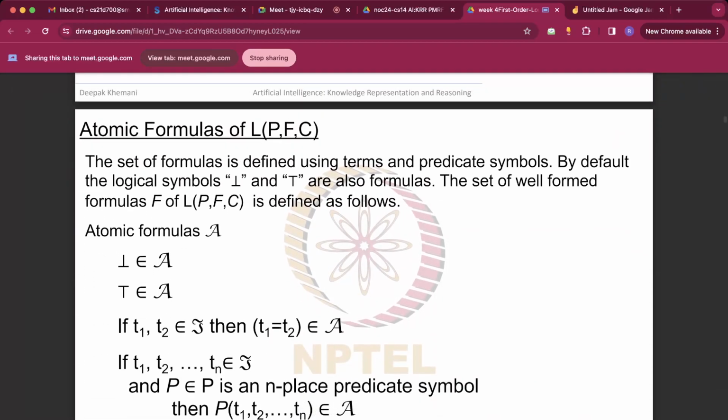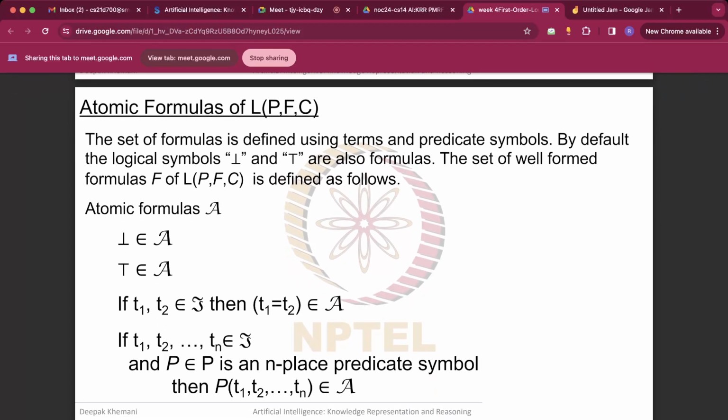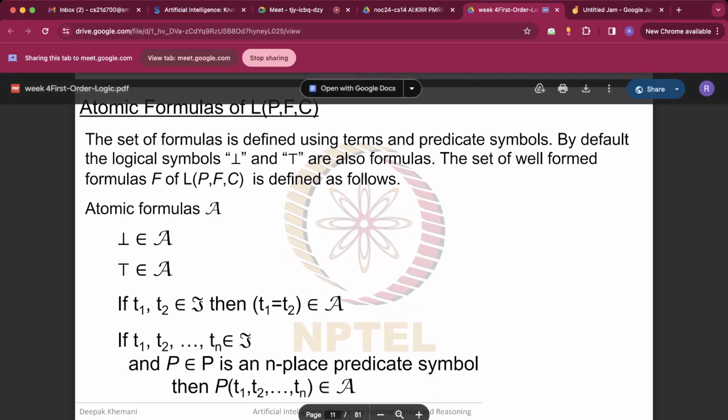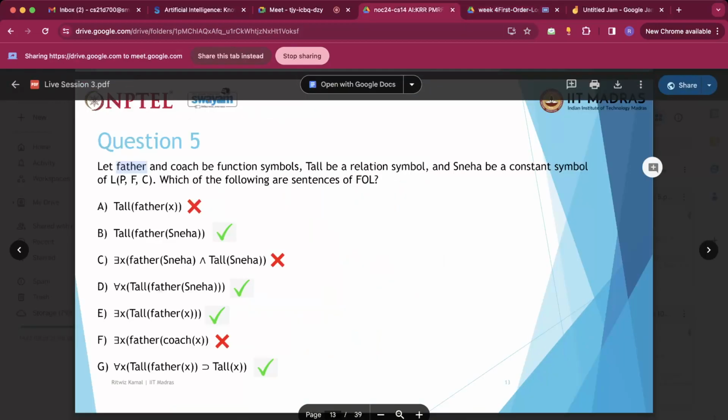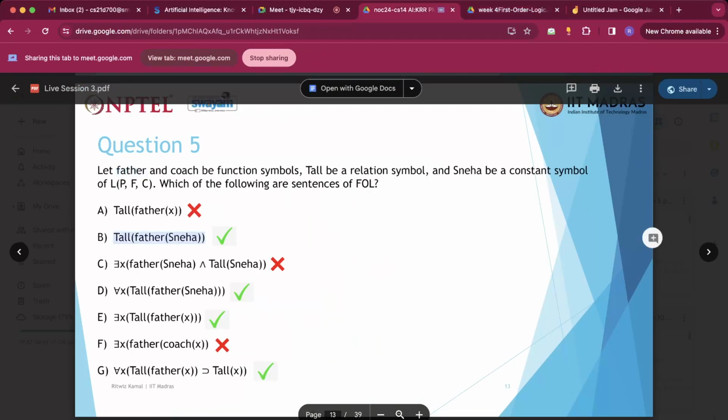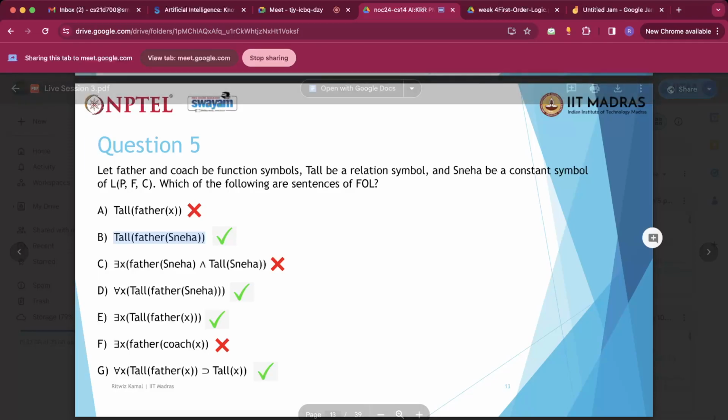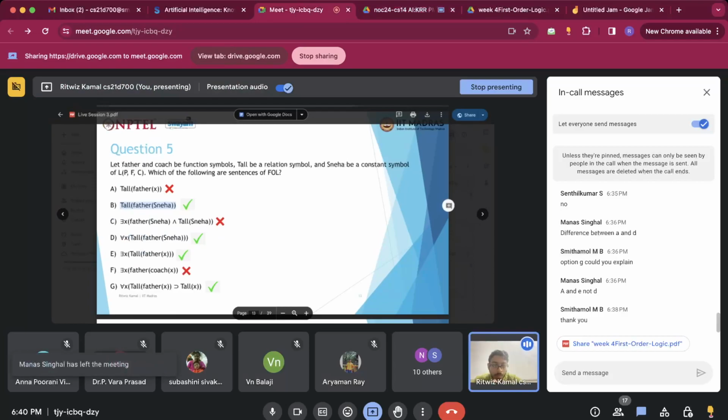Now let's look at the definition of an atomic formula to help us. A predicate of terms is also an atomic formula. Here we have tall of a term, and father bracket Sneha is a term. So tall, which is a predicate of a term, is an atomic formula. Because this is an atomic formula, it is also a general formula. This does not contain any variable, so we are not worried about whether the variable is free or not. So both the conditions for a sentence are satisfied. It is a formula and it does not contain any free variable, so it is a sentence of first order logic. Does that help, Ariman?